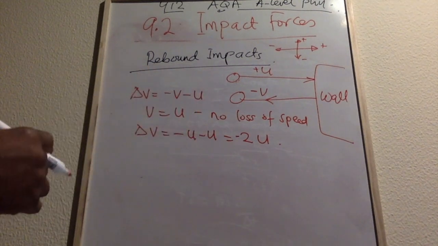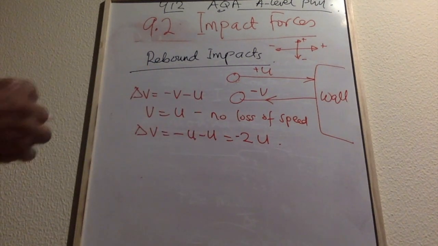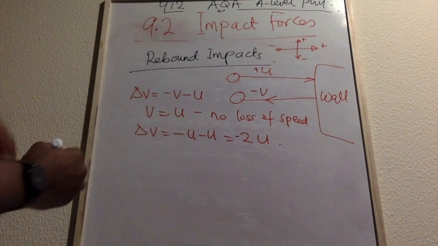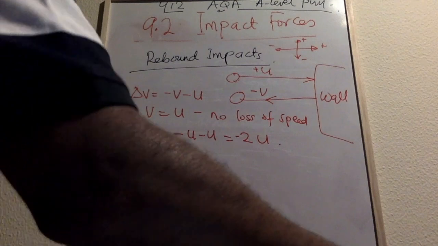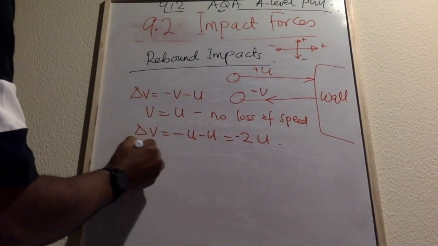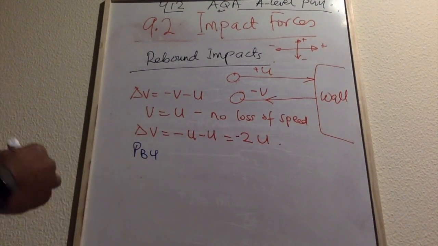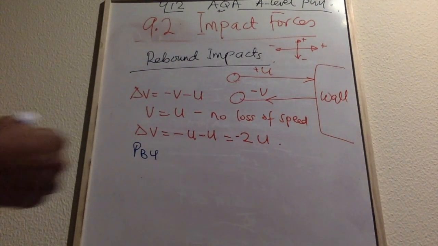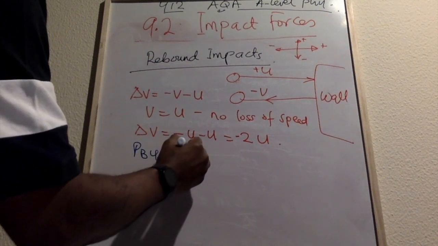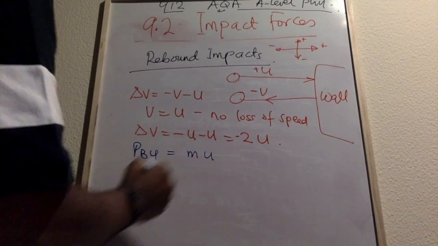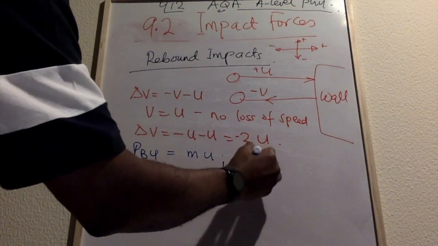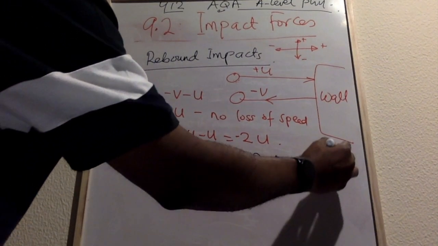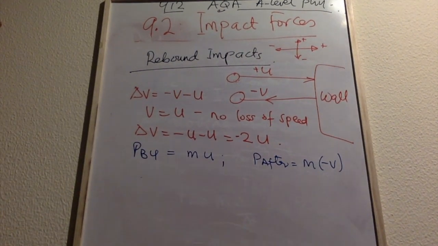So where do we go from there? We then look at the change in momentum. In this case, we have to look at what we believe to be momentum before, which should be equal to momentum after. So momentum before is mass times u, and the momentum after will be mass times minus v.